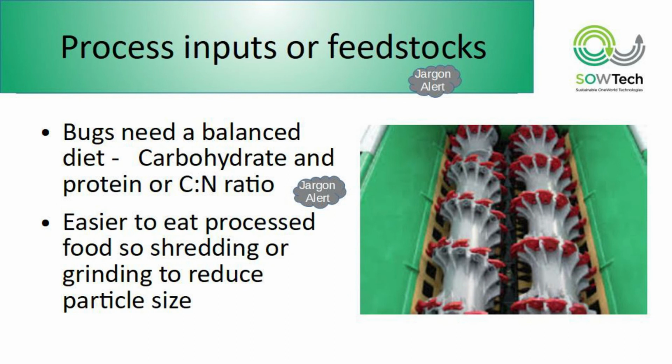The bugs need a balanced diet, just like us, carbohydrates and protein in an appropriate ratio. In AD jargon, this is usually termed the carbon to nitrogen or C to N ratio. Again, like us, we find it easier to digest processed food, so AD plants usually have some form of shredding or grinding to reduce particle size. A reduction in particle size by feedstock shredding is usual to make the waste more accessible to the microorganisms. We have looked at how the design of the digester affects the process. We have looked at how what goes into a digester affects the process.